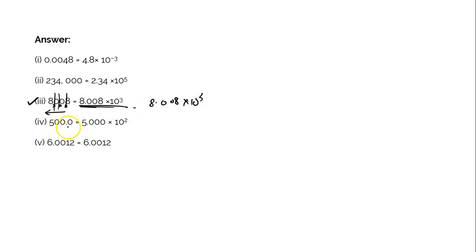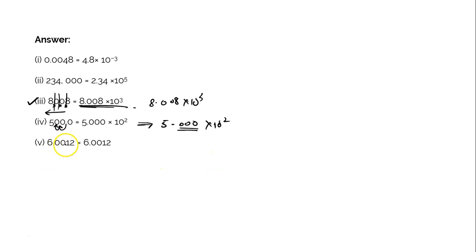And now the next one is 500.0. So what I am doing is moving it by two positions. It will be 5.000 into 10 to the power 2. You don't need to represent this 000, but I'm just showing it in order to avoid your confusion.